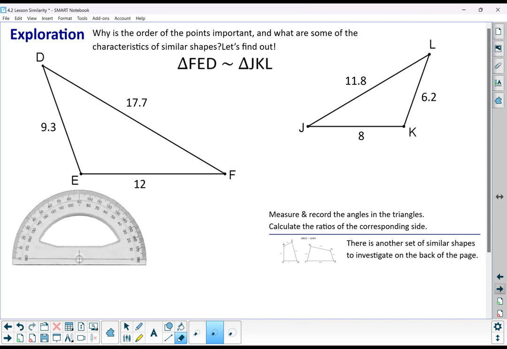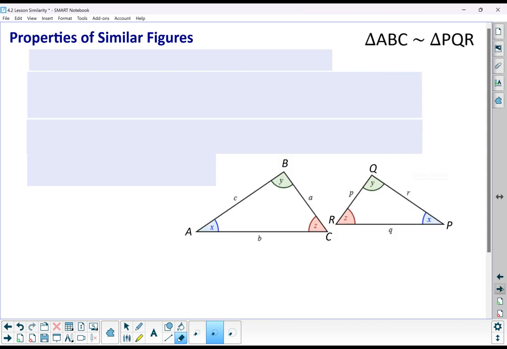If you were in class, we did an exploration where we measured some angles and things. For the video, I'm going to skip past that.